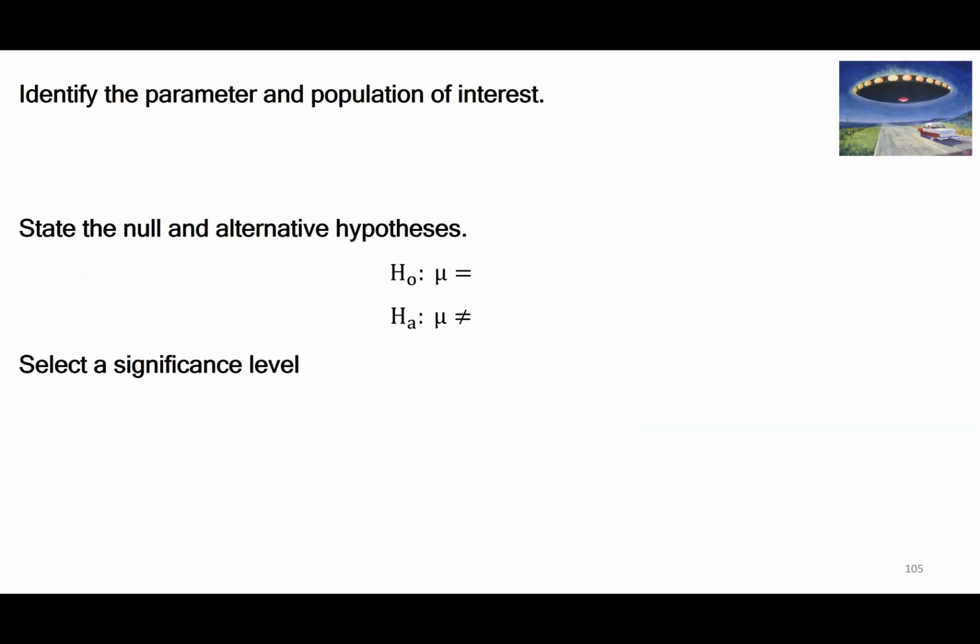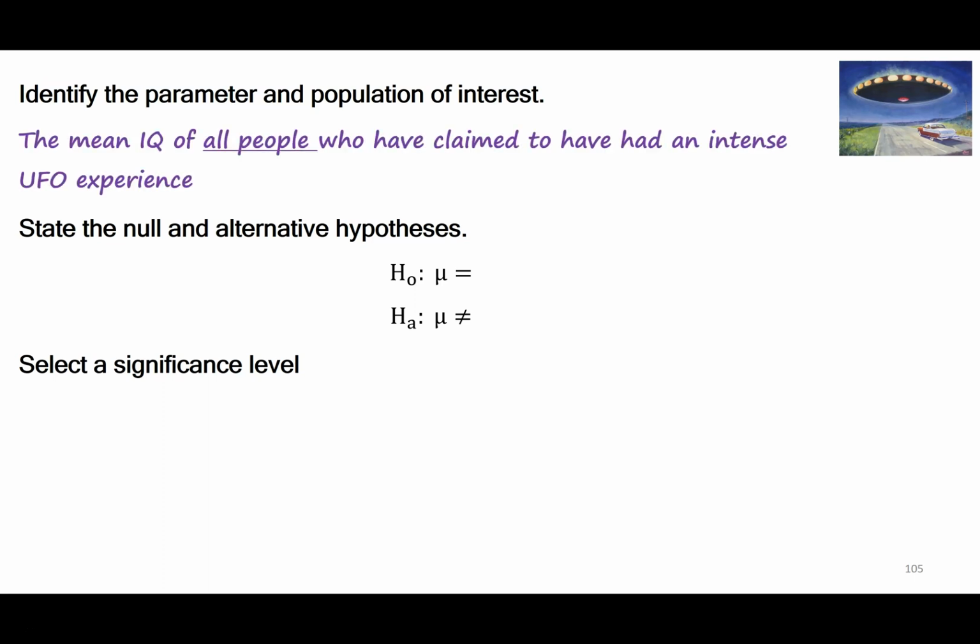So identify the parameter and population of interest. So we're interested in the mean IQ of all people that have claimed to have had an intense UFO experience. So this is just mu. Just mu. So mu is the symbol or notation, and this is in words or in context. And we will frequently ask for both. So the mean IQ of all people that have claimed to have an intense UFO experience.